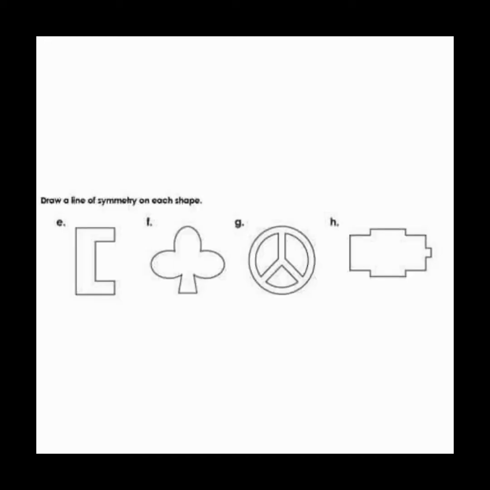For letters F and H, the directions say, draw a line of symmetry on each shape. So basically, I'm just going to draw a line down the center of each shape that's showing a line of symmetry. I'm going to show you how to do it here for letter F first. And now for letter H. And that's pretty much it. So for E and G, they want you to do the same thing. Just draw a line of symmetry for each of those shapes, basically a line down the middle of where it shows the symmetry.